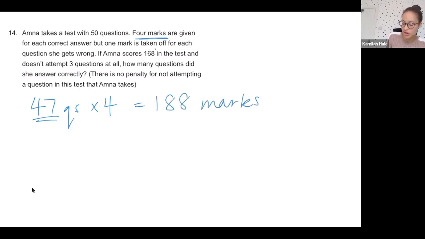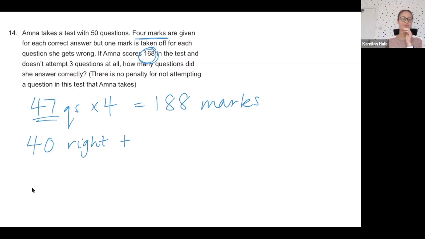But the question says she got 168. So we know that's too high, but maybe it's not way off. Now, the other thing we could work out relatively easily is, what if she got 40 questions right? Just trying to get an idea of what our number is in between. So what if she got 40 right? That means she got how many wrong? If she got 40 right, how many did she get wrong?